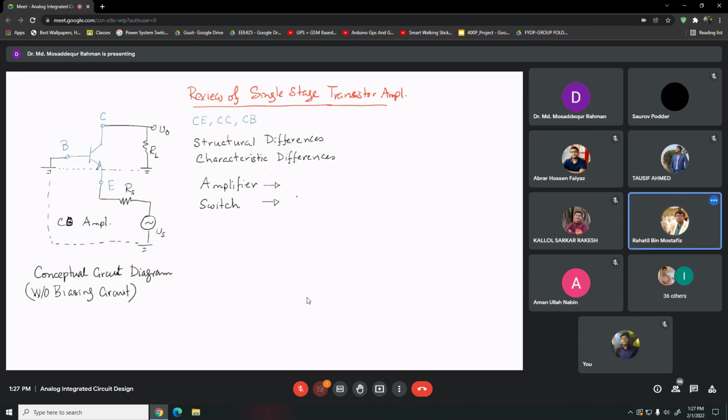Active mode, saturation mode, and cut off. Right, so three modes: active, saturation, and cut off. So if you want to use this transistor as an amplifier, we have to bias it in active mode.